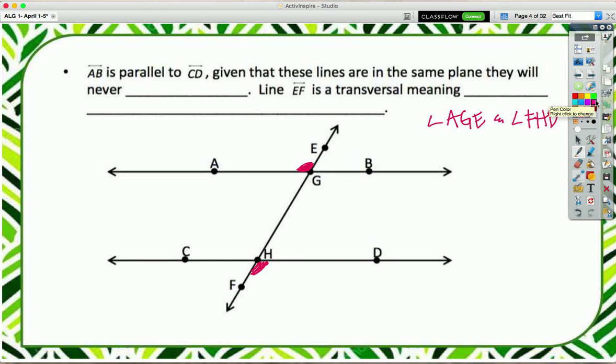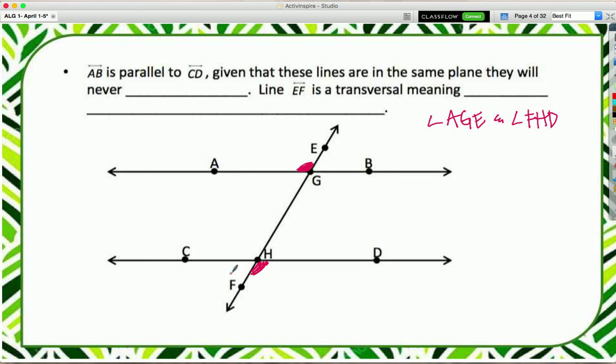Janaya, what would be the other set of alternate exterior? CHF? Okay. So what's the other one to that? EGB. That's a different color, but it doesn't look like it. Sorry.